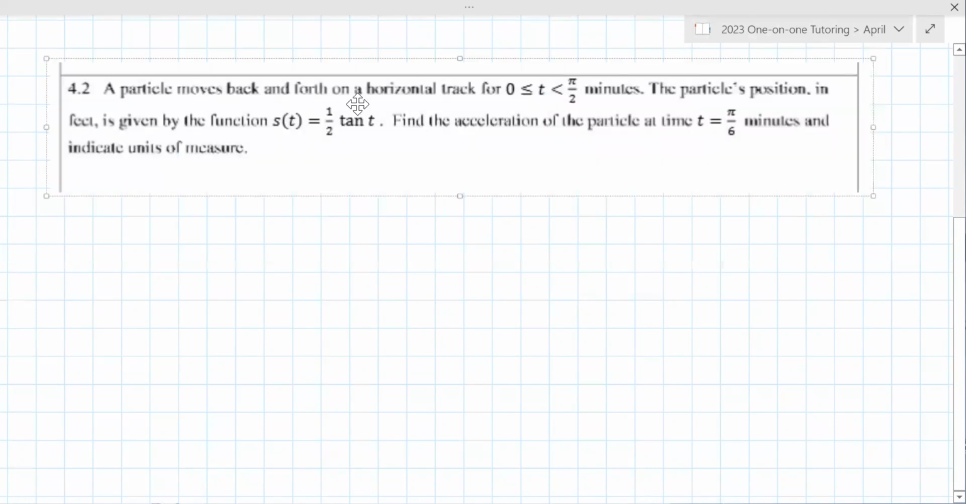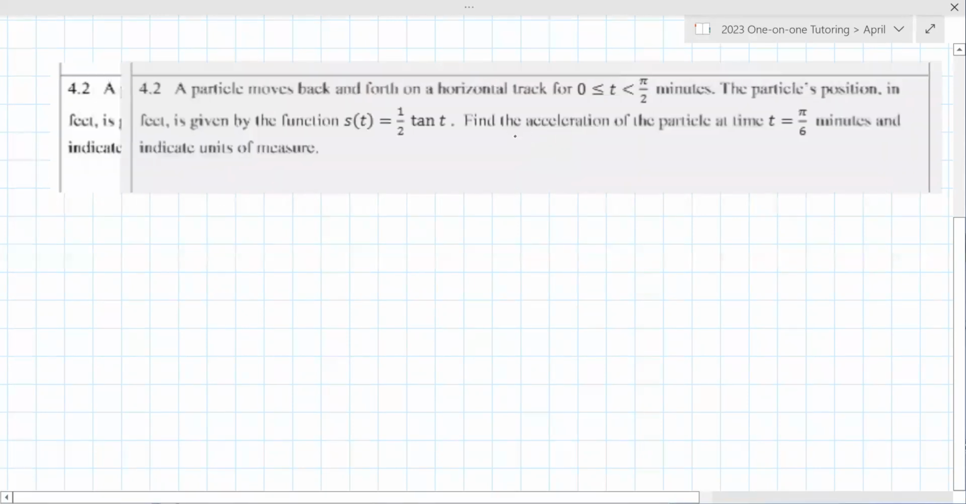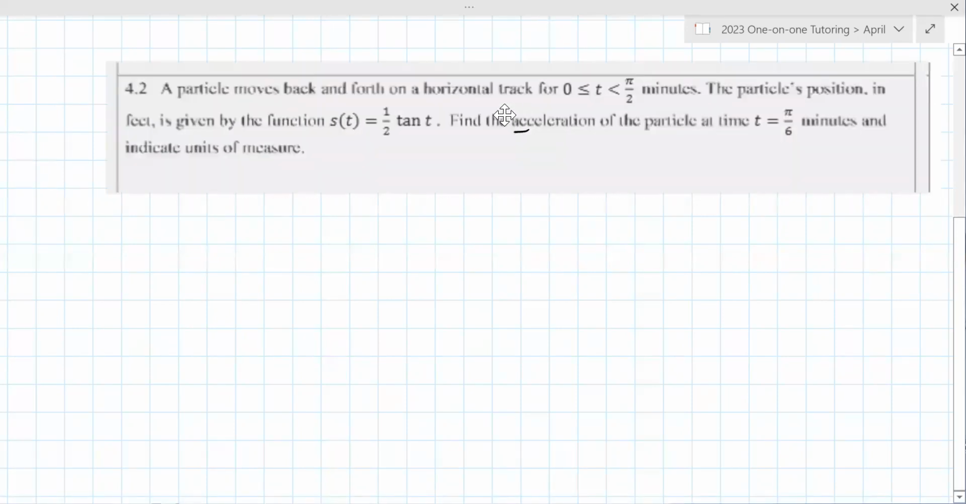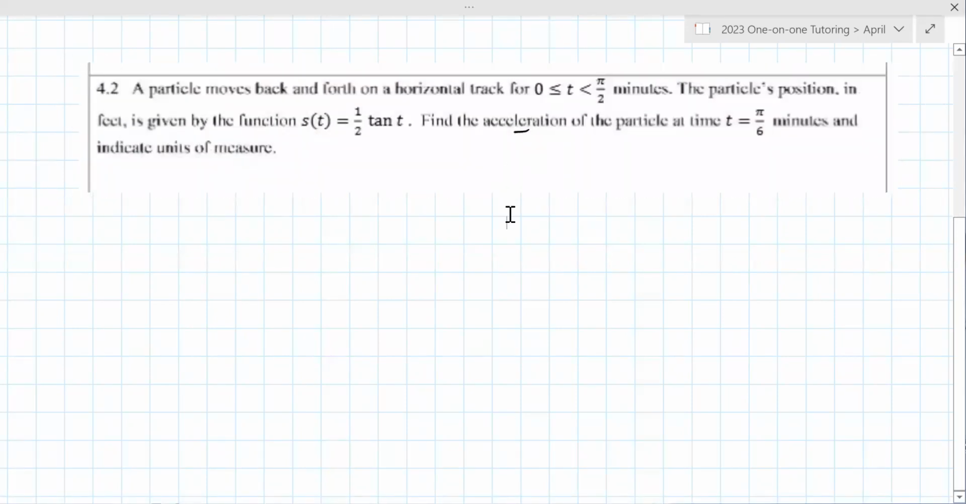A particle moves back and forth on a horizontal track for 0 less than or equal to t less than or equal to pi over 2 minutes. The particle's position in feet is given by the function s of t equals 1/2 tangent t. Find the acceleration of the particle at t equals pi over 6 seconds. So acceleration is the second derivative. It's s double prime of t.